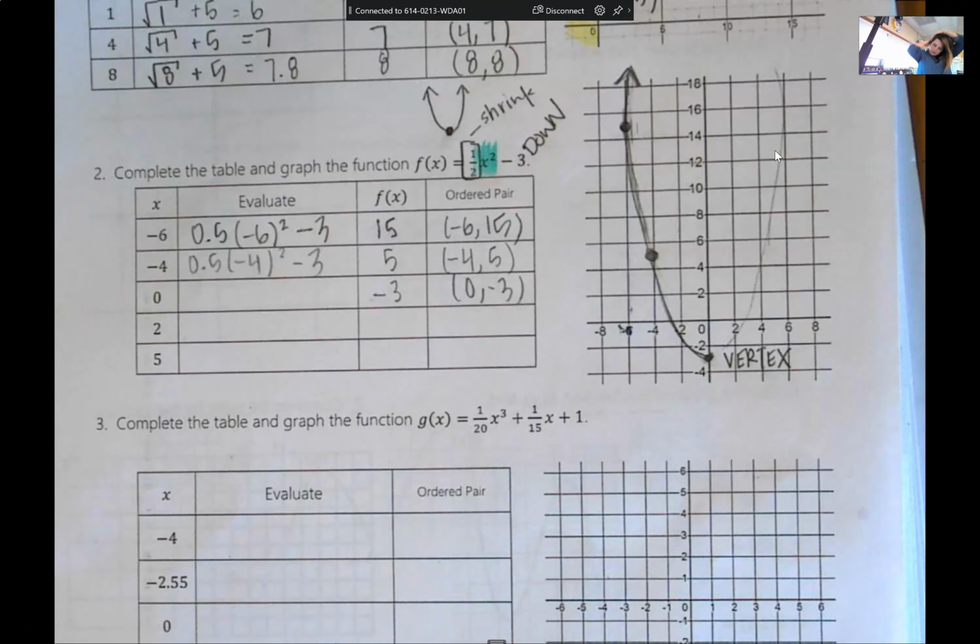Let's go about 30 more seconds. About 20. 10.